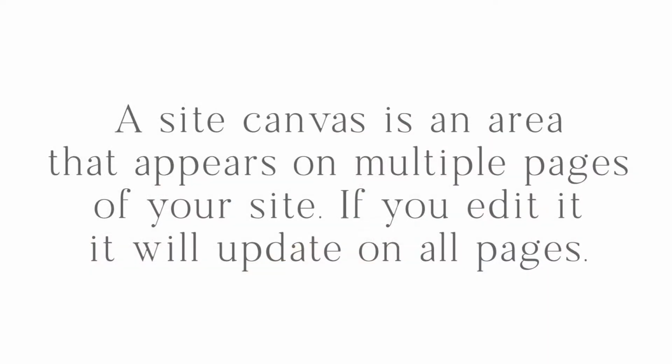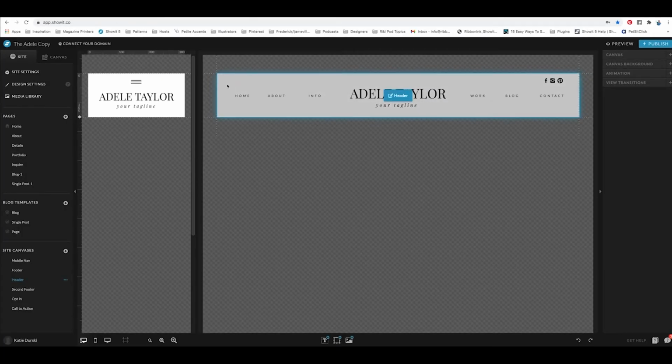A site canvas is an area that appears on multiple pages of your site. If you edit it once, it will edit across all those pages wherever you have it. So it's very important to know that if you change something, it's going to update across the board wherever you have this area.